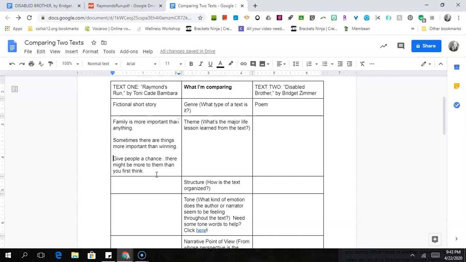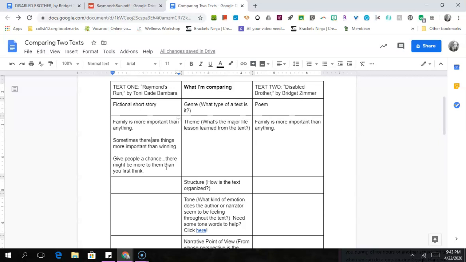Now, are any of these themes present in the poem? Family is more important than anything? Could we argue that that's a theme of the poem? I think we could. So I'm going to take this theme and paste it over here. How about sometimes there are things more important than winning? I don't know if that's really something that the poem teaches us. So I would say that one I probably would not put in this right-hand column.